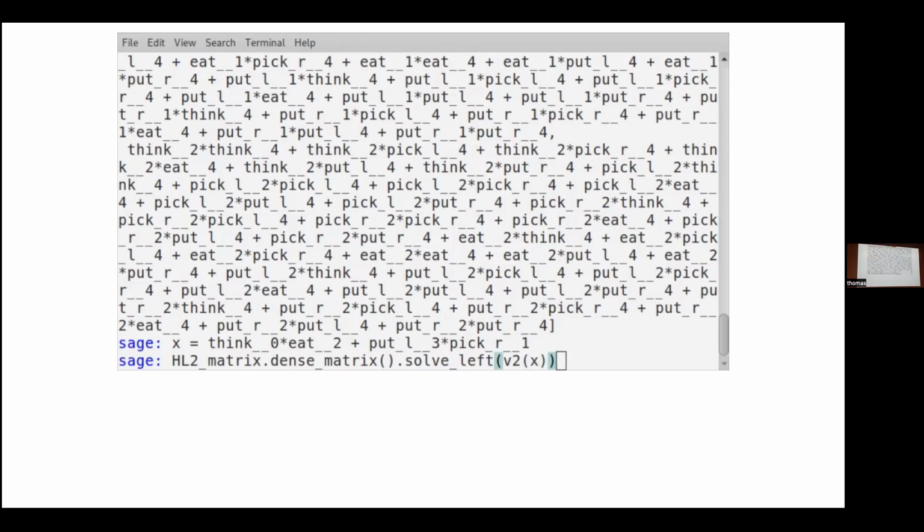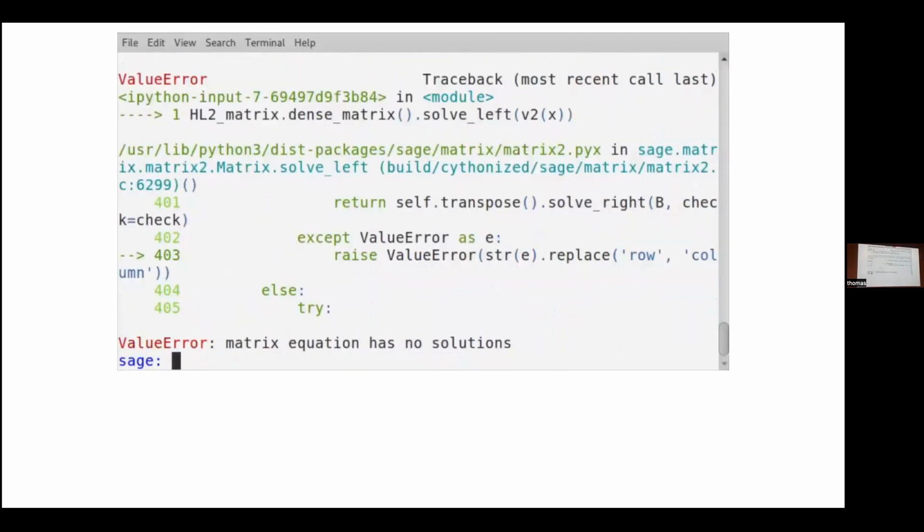HL2 matrix is a matrix whose lines are the coordinate vectors of the basis elements of the homology language in degree 2. So X is in the homology language if and only if it is a linear combination of the basis elements in degree 2, which is the case if and only if this matrix equation has a solution. So we solve the equation. If it has a solution, X is in. If not, it's out. So here, what do you think? It's out.